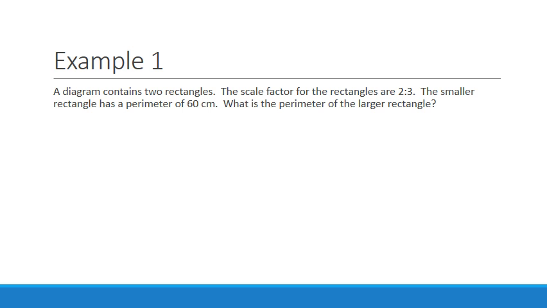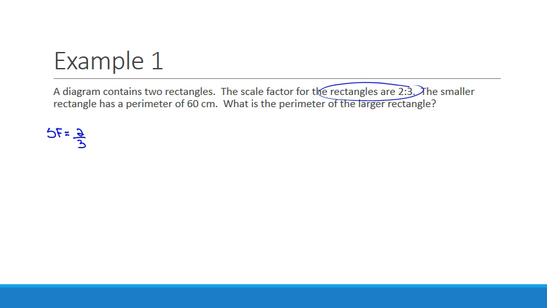What is the perimeter of the larger rectangle? Okay, so it's important to always know what your scale factor is if you can. And it tells us right here the scale factor is 2 to 3. You can also write that as a fraction, 2 over 3. It says the smaller rectangle has a perimeter of 60 centimeters. What is the perimeter of the larger rectangle?